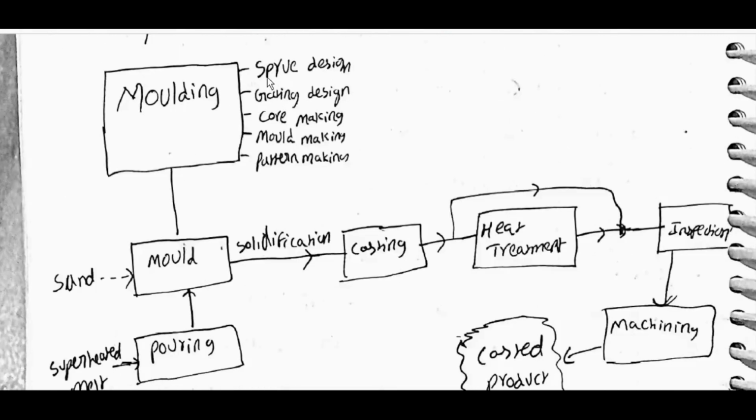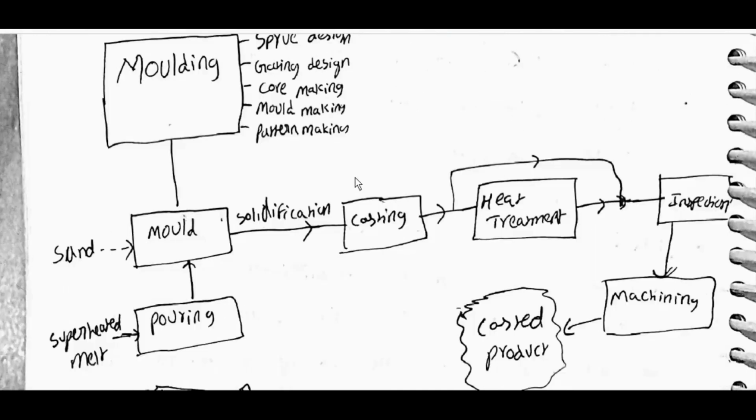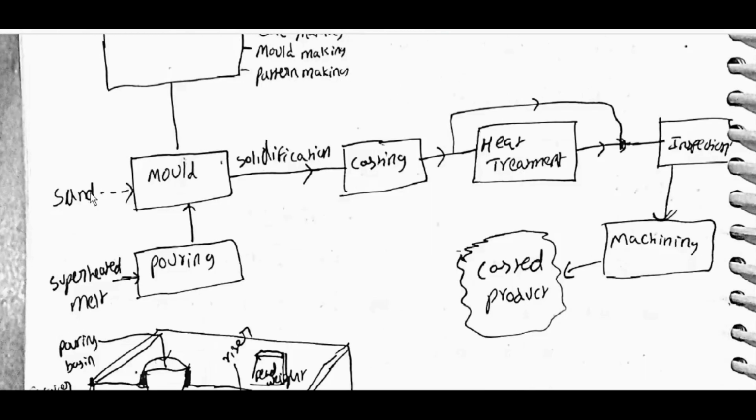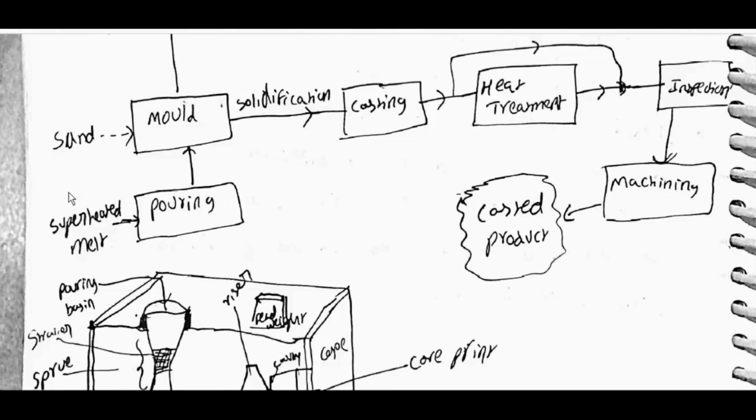Molding, sprue design, gating design, core making, mold making, pattern making. Sand, mold, solidification, casting, heat treatment, inspection. This is the feedback loop. Then machining, casted product. Pouring: the superheated metal is poured into the mold, which is solidified. Casting, then heat treatment, then inspection.